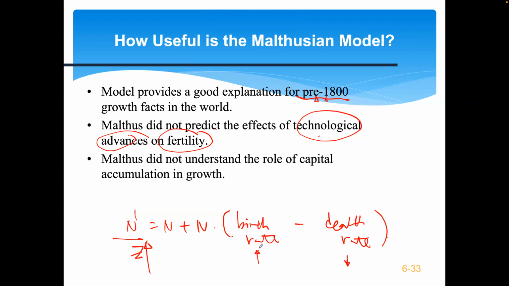As a matter of fact, if we look at the 20th century, the technology change, instead of increasing the birth rate, actually the birth rate can decrease. Why? Just because people may find it becomes just too costly, or the opportunity cost is too high, to have unrestricted children. So this is something he did not see coming. Right, this is one. On the other hand, Malthus did not understand the role of capital accumulation in growth.